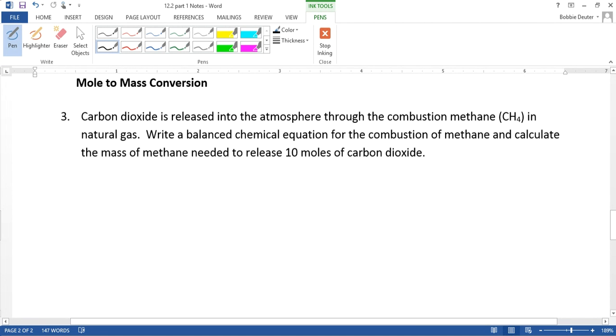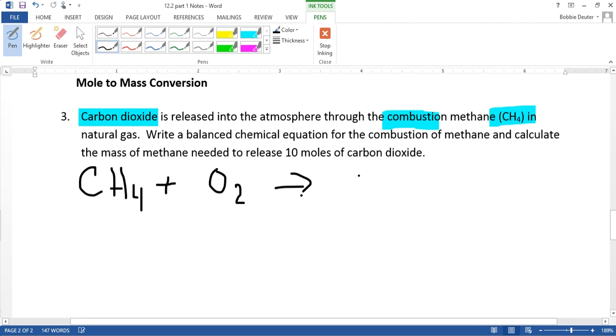So let's do a mole to mass conversion. We do the same step we just got done doing: you write a balanced chemical equation. So we read what we have. Carbon dioxide is released in the atmosphere through a combustion reaction with methane gas or natural gas. So now we need to write that. We have CH4 plus oxygen, because it's a combustion reaction, produces CO2 and the other product that's being released, water. Let's balance this chemical equation. We're now balanced, and let's convert where it asks us to.